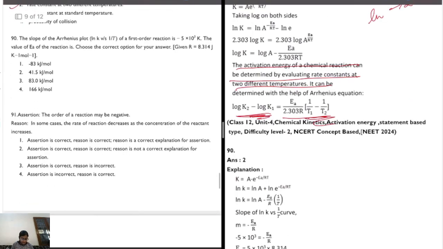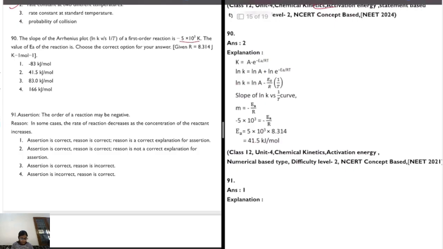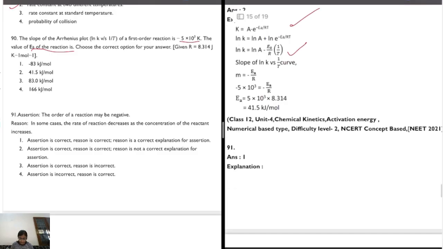In the next question, the slope of the Arrhenius plot, ln k versus 1 by T, of a first order reaction is this. Okay. And we have to find the activation energy, the value of Ea of the reaction. This is the Arrhenius equation. Now we can do this. We have done it several times now. And what is the slope? Slope is minus Ea by R.